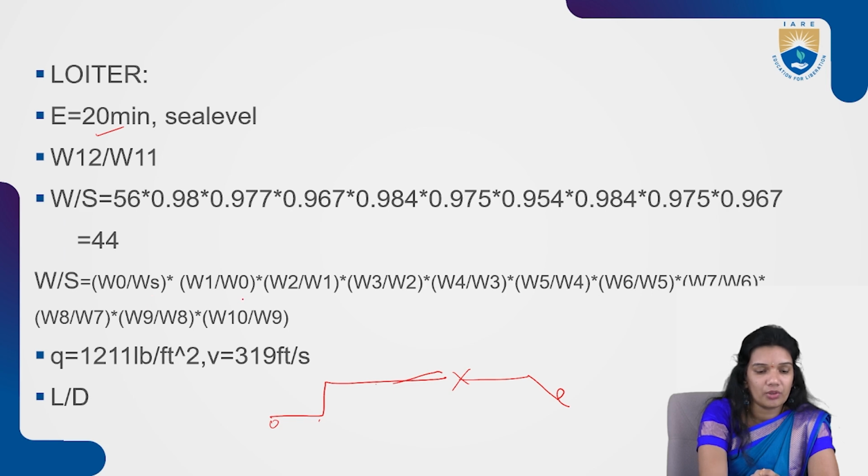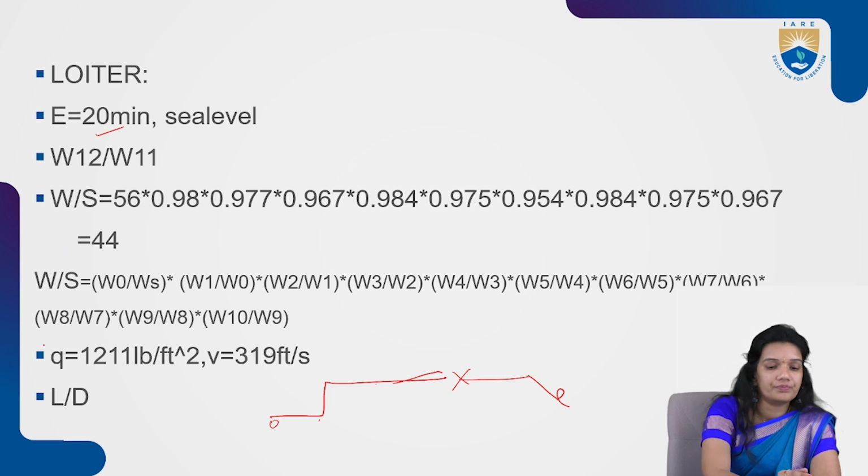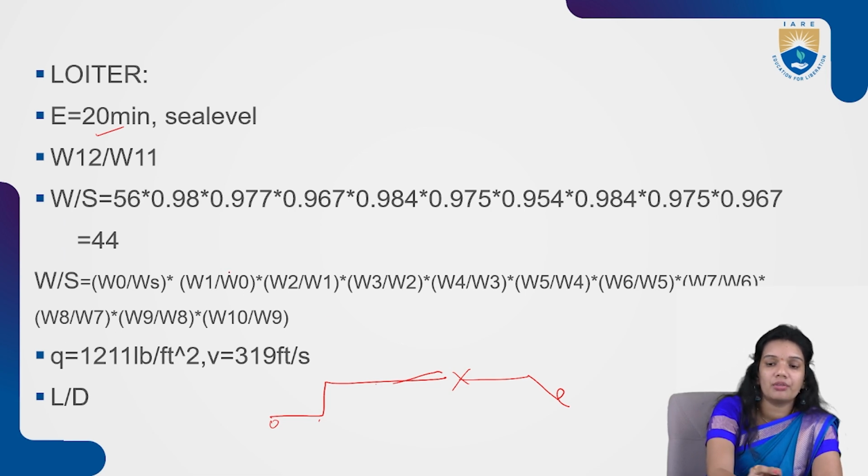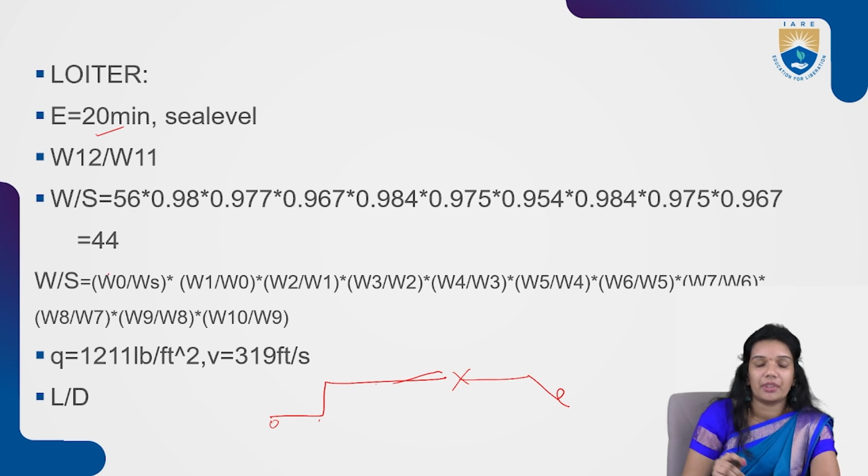1 to 0 we had a takeoff. Then 2 to 1 was climb. 3 to 2 was cruise. Then 4 to 3 was acceleration. Then there was a dash segment. Then there is a weapon drop. Then again all repeated: acceleration, dash and cruise. Right. So considering all of them till that particular point, we are going to write all the values till there and get the wing loading at that segment. The loiter segment is going to be 11, right?